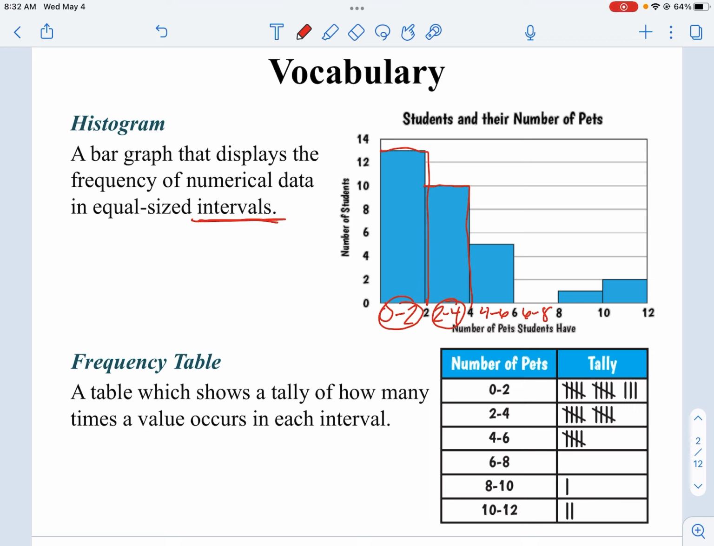A frequency table is a table which shows a tally of how many times a value occurs in each interval. So usually people start with a frequency table to create a histogram. On this first example, it shows 0 to 2, and there were 13 students that have 0 to 2 pets. So you can use a frequency table or a histogram to show this data, but usually people start with a frequency table to create a histogram.